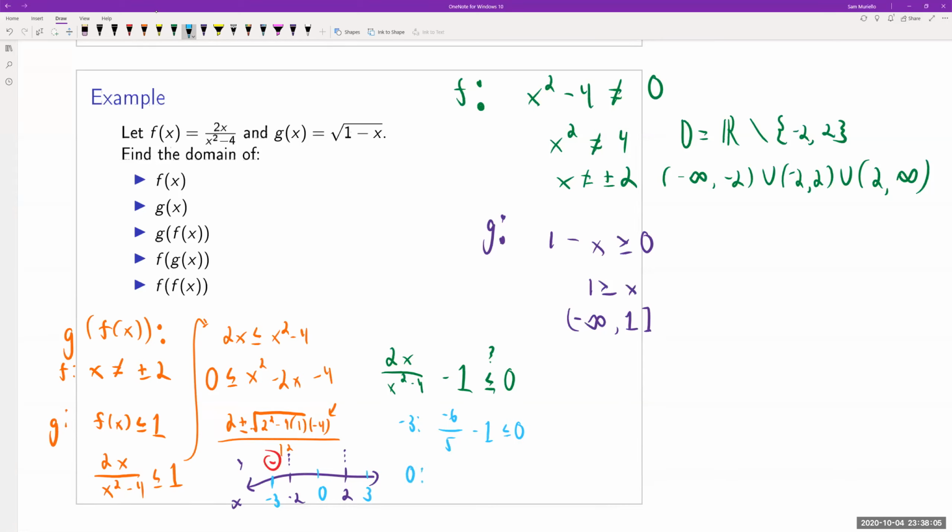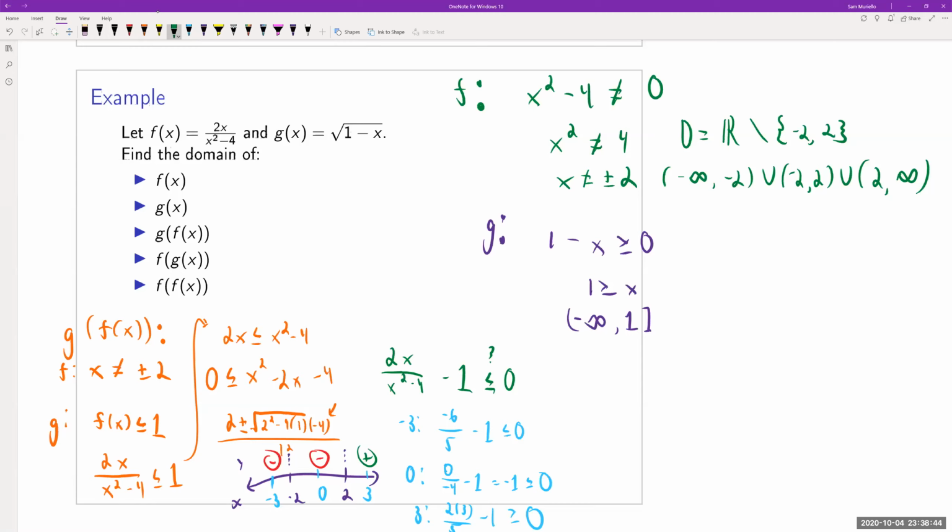Then at 0, we will be plugging in zero, so that'll be 0 over negative 4, minus 1 is negative 1, again less than 0. We've got us a negative here. And then finally, we'll plug in 3, so that will end up being 2 times 3 over 5 minus 1, so that's 6/5 minus 1. That's greater than or equal to 0. So in this case, we end up with a positive.